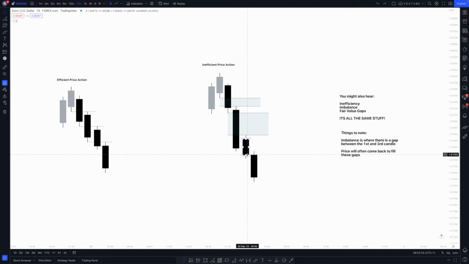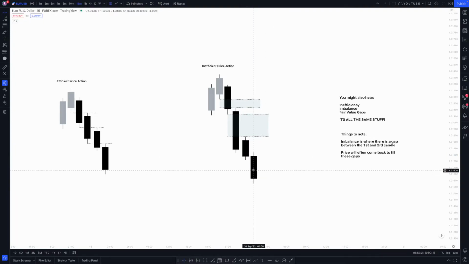For example, this right here would not be imbalance, because what you might get, if I just copy and paste this, is price come up and end up closing and filling this gap right here. So this right here would not be considered imbalance until the next candle is closed.